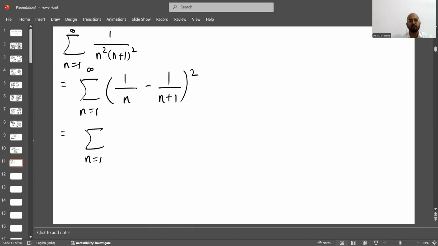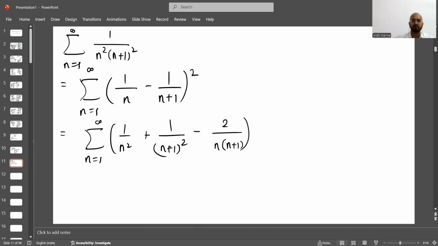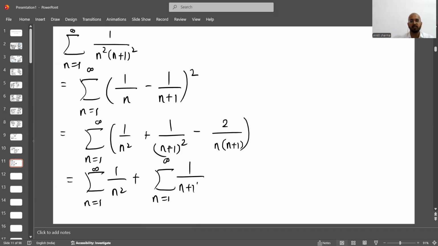This I can write down: sigma n is equal to 1 to infinity, 1 over n squared plus 1 over (n plus 1) squared minus 2 over n into (n plus 1). So now we can expand the series everywhere. So sigma n is equal to 1 to infinity, 1 over n squared, plus this will be a series again, sigma n is equal to 1 to infinity, 1 over (n plus 1) squared, minus 2 times sigma n is equal to 1 to infinity, 1 over n into (n plus 1).